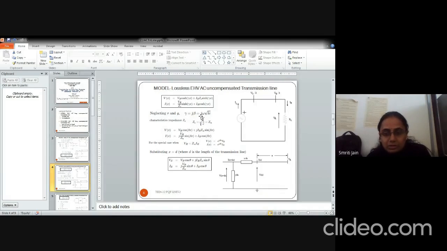So gamma will be equal to j beta. It will be given by j omega under root LC. So the characteristic impedance will be given by this, and if you put these two values in the above model which you derived in the previous slide, you will get these equations.